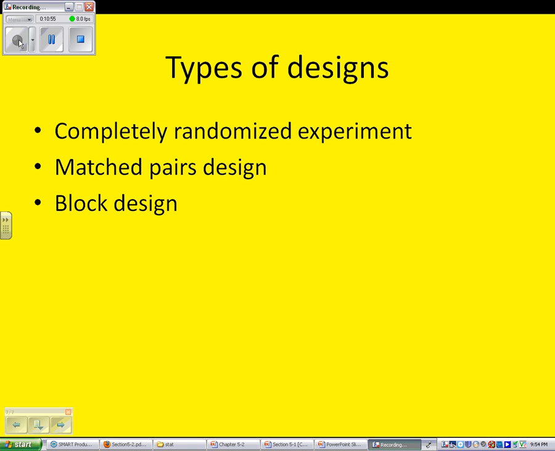A block is a group of experimental units or subjects that are known ahead of time, before the experiment, to be similar in some way that I think will affect the response to the treatments. In a block design, the random assignment of units to treatments is carried out separately within each block.